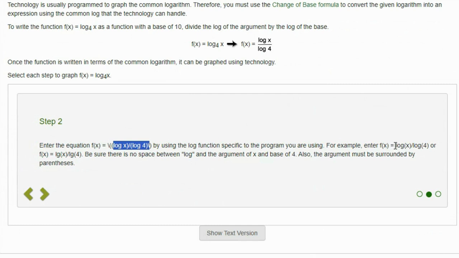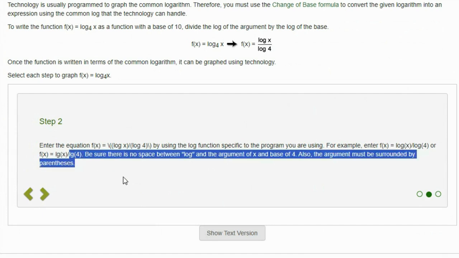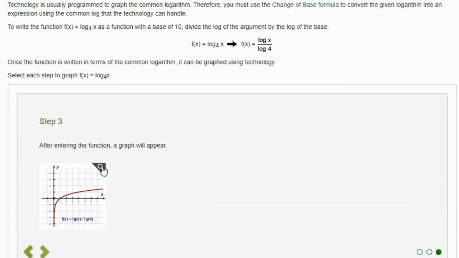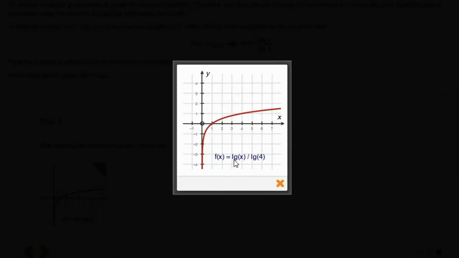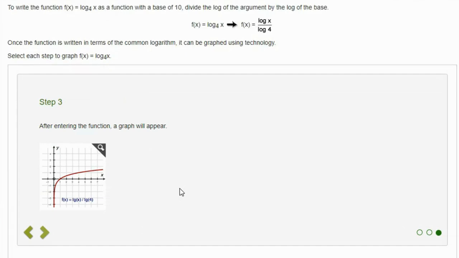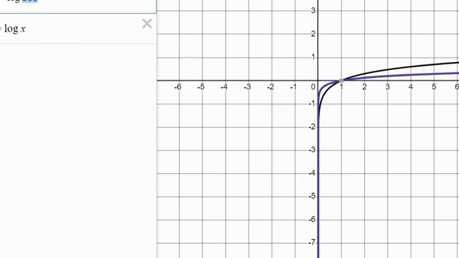For example, enter log x divided by log 4, or maybe LG x if your calculator just uses LG. There's no space between log and the x, and also the base of 4, and you've got to put it in parentheses. Then you should see a graph appear, and it'll show you that's log x divided by log 4. That's how you do it on a calculator or something, or even on Desmos. We did log x divided by log 4, just typing it in.